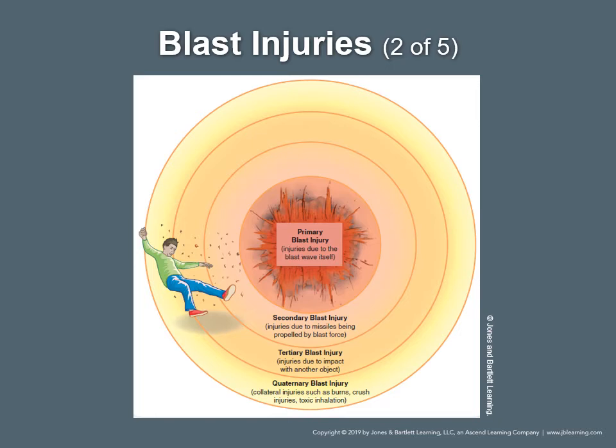So this image shows the mechanism of blast injuries. You have the primary blast injury, which is injury due to the blast wave itself. The secondary blast injury, these are injuries due to missiles being propelled by the blast force. Tertiary blast injury is injuries due to impact with another object, and quaternary blast injury, those are the injuries such as burns, crush injuries, and toxic inhalation.